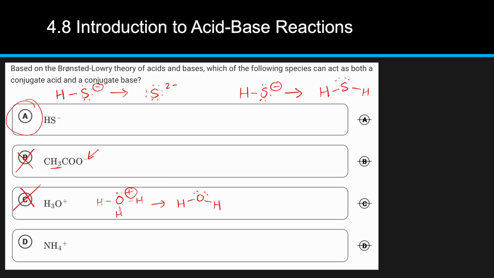And the same goes for NH4. We can definitely donate an H plus off of NH4 and that would become NH3. However, if we look at NH4, we already have nitrogen with 4 bonds and there is no lone pair on the nitrogen. So there's nowhere for that hydrogen to come in and bond to. And also nitrogen is in period 2, which means it can only have an octet, cannot have an expanded octet. So that is why A is the correct answer.